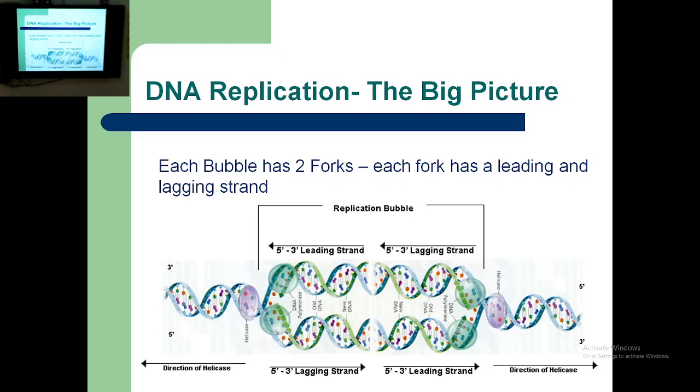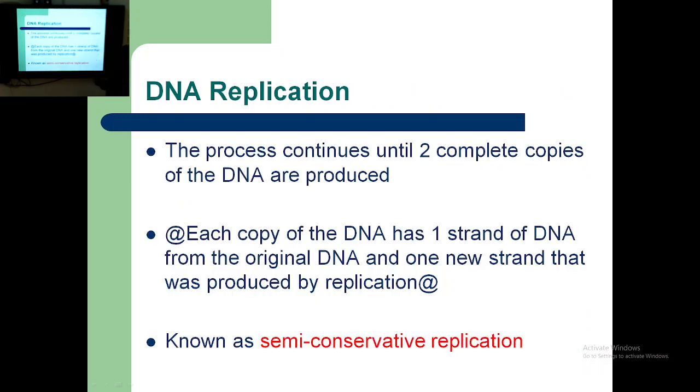Again, each bubble has 2 replication forks. You have to make sure that the lagging strand must replicate in the same direction as the leading strand. So the lagging strand will be discontinuous strands, forming Okazaki fragments. Okay?